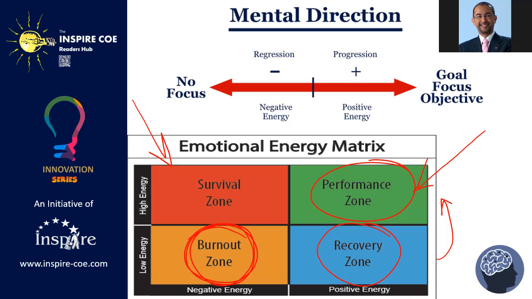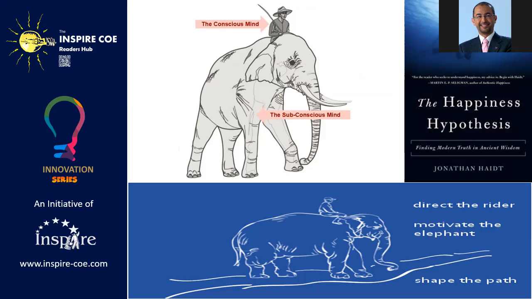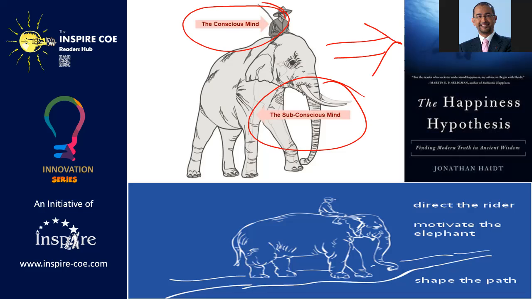So in order for people to make a change, in order for people to innovate, in order for people to think forward, we need to be somewhere here, but of course best in the performance zone, because when emotional energy is high, this is exactly why people create a change and why people are happy. It's all because your conscious mind and your subconscious mind are all thinking in the same direction going forward.